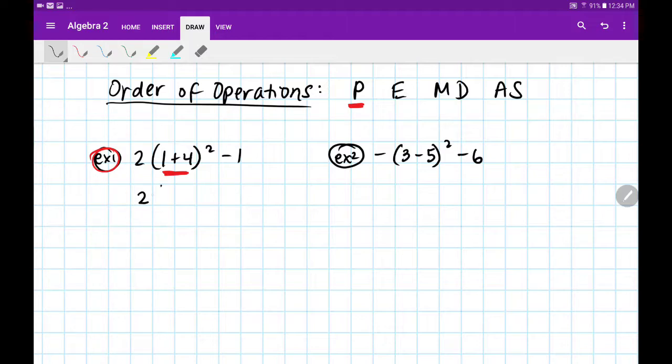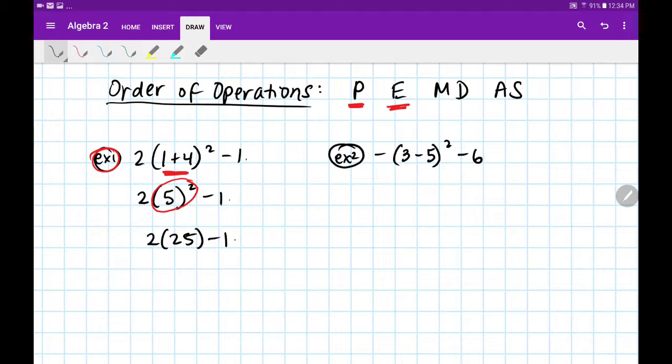So I'm rewriting 2 parentheses. Now 1 plus 4 is 5, squared, minus 1. We dealt with our parentheses first, and now it's time to look at our exponent. So I want you to focus only right here, 5 squared. And 5 times 5 is 25. So in my next step, I'm going to write 2 parentheses 25 minus 1. Again, notice that I did not touch the 2. Distributing first would be incorrect. We have to do the exponents first. And this 1 is just hanging out for now.